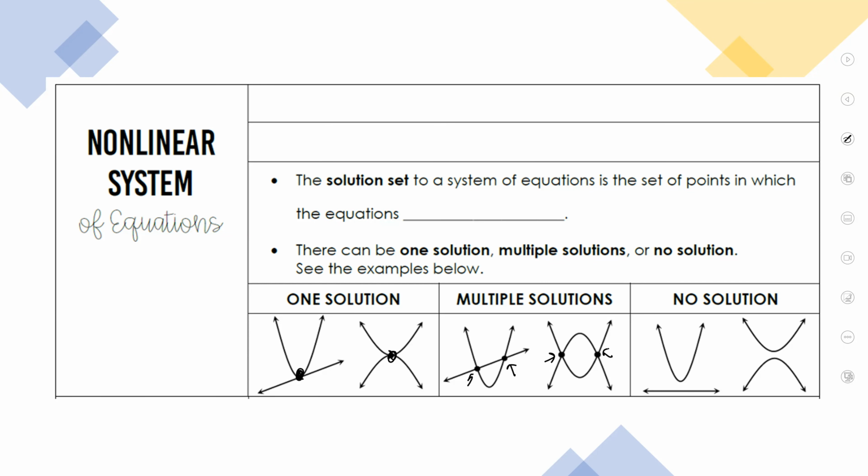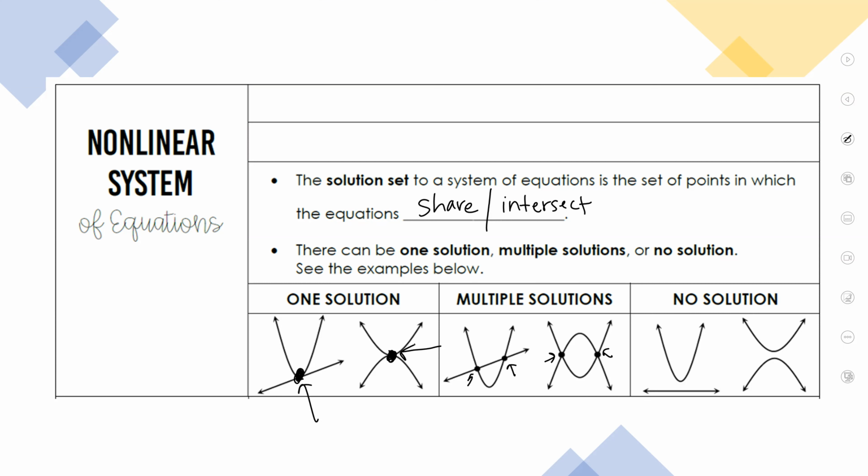Okay? So what goes in this blank? The solution set to a system of equations is the set of points in which the equations share, intersect. We can put either share or intersect. So the solutions are where the graphs intersect each other. They share those points. Okay? So notice right here, they share this point. They intersect right there. It's where they both meet.